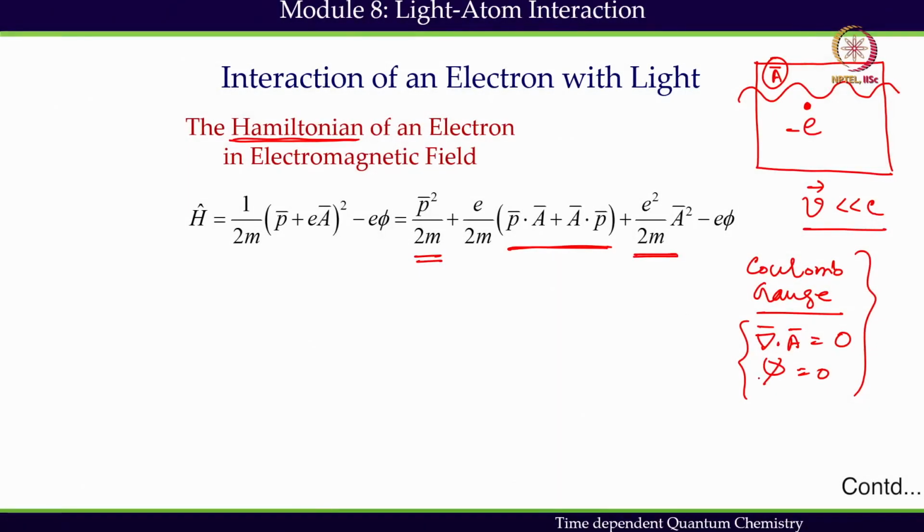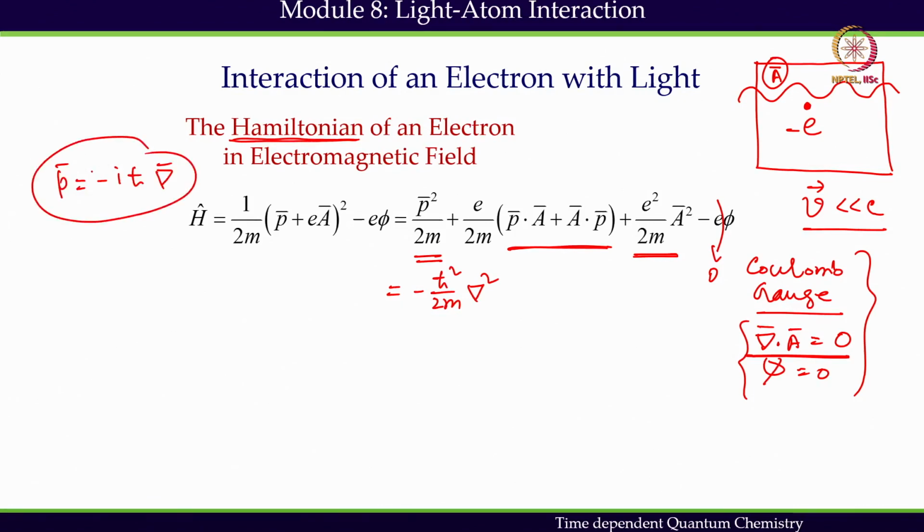So definitely phi is 0, which means that this term would be 0 from the Hamiltonian. And then we'll see what is the consequence of this divergence-less A. The consequence is the following. We will be able to write this as minus ħ squared by 2m. So I am explicitly writing this: the momentum operator P is nothing but iħ del operator.